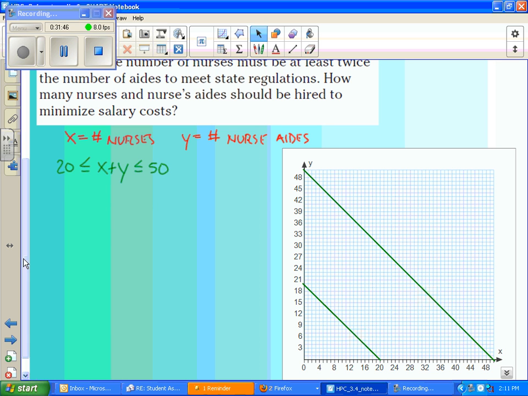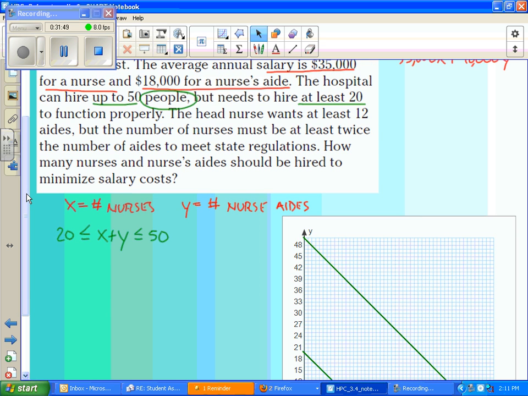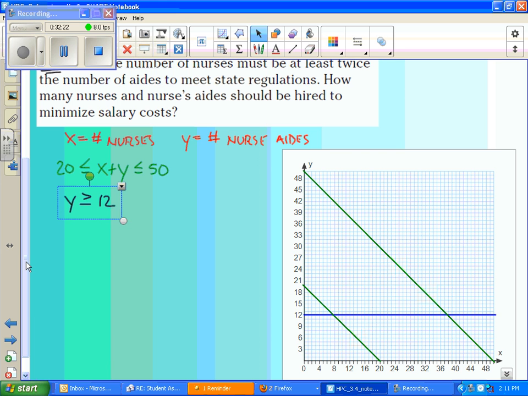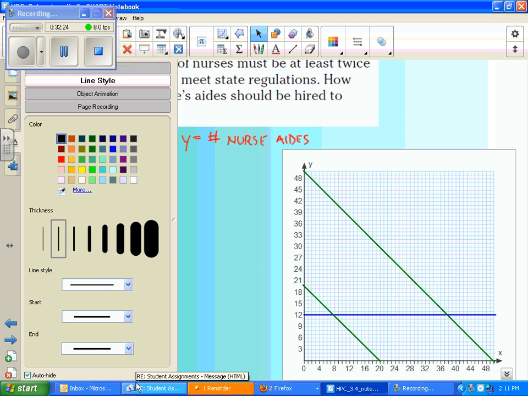All right, moving on to our next item of business here. We have the head nurse wants at least 12 aides. At least 12 aides. And then the number of nurses must be at least twice the number of aides. We'll do that one separately. So let's talk about the at least 12 aides part. If aides is y, that means y must be greater than or equal to 12. That means I have a line right there. I'm trying to color code it. Sorry, got the wrong color.